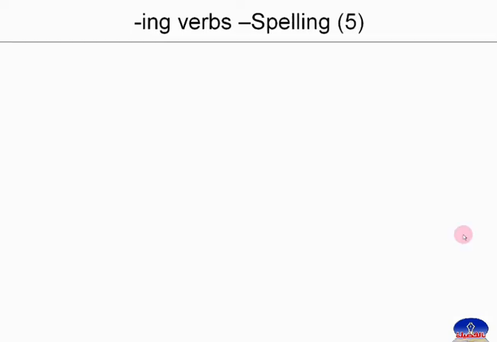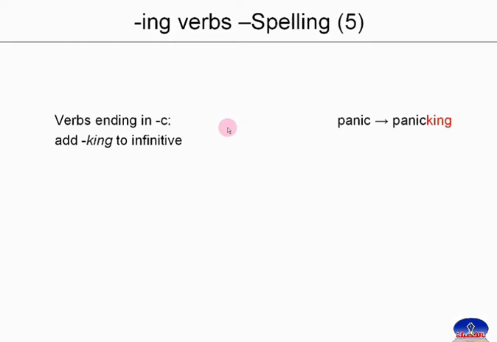And finally, verbs that end in a letter C, okay, we add king to the verb, to the infinitive. So we have panic becomes panicking, king, and mimic becomes mimicking.